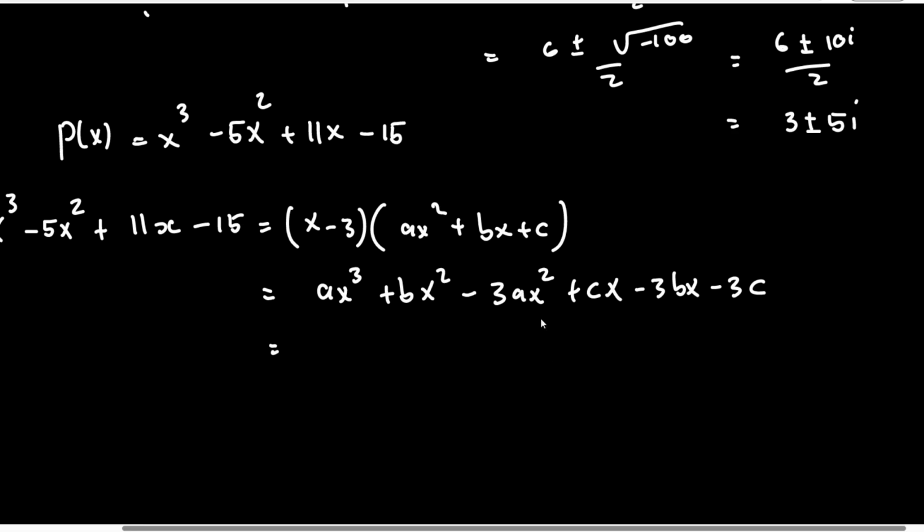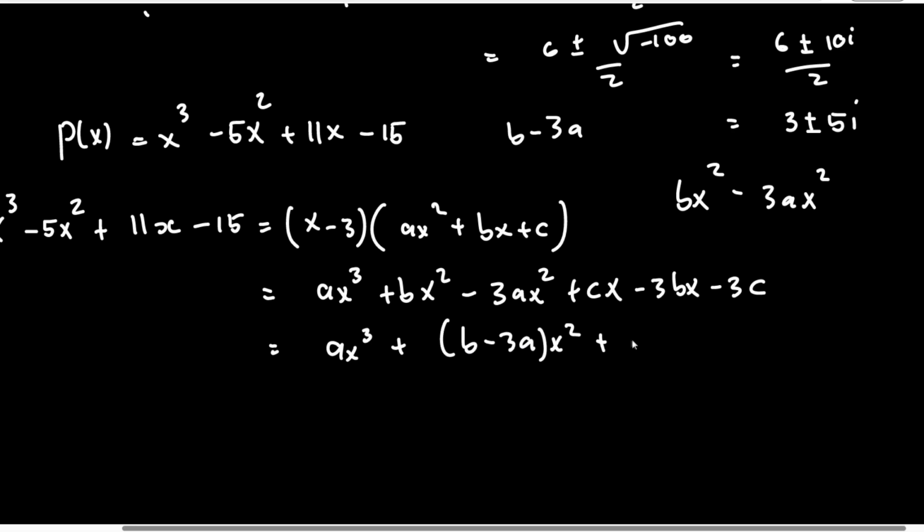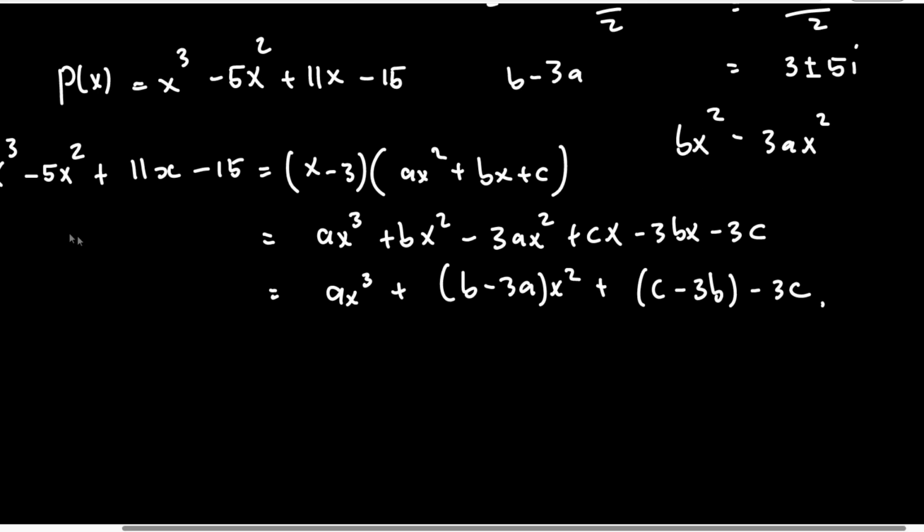Now I can group the squares, and I can group the single variables. So we know ax cubed, and the coefficient for x squared is going to be b minus 3a. Essentially, that's how I'm going to group it. I'm grouping the coefficients: ax cubed, plus b minus 3a times x squared, plus c minus 3b times x, minus 3c. Now that I've got this, I can compare. Since I know my coefficient of x squared is b minus 3a, and I also know my coefficient of x squared in the original is minus 5, I can set them equal to one another.